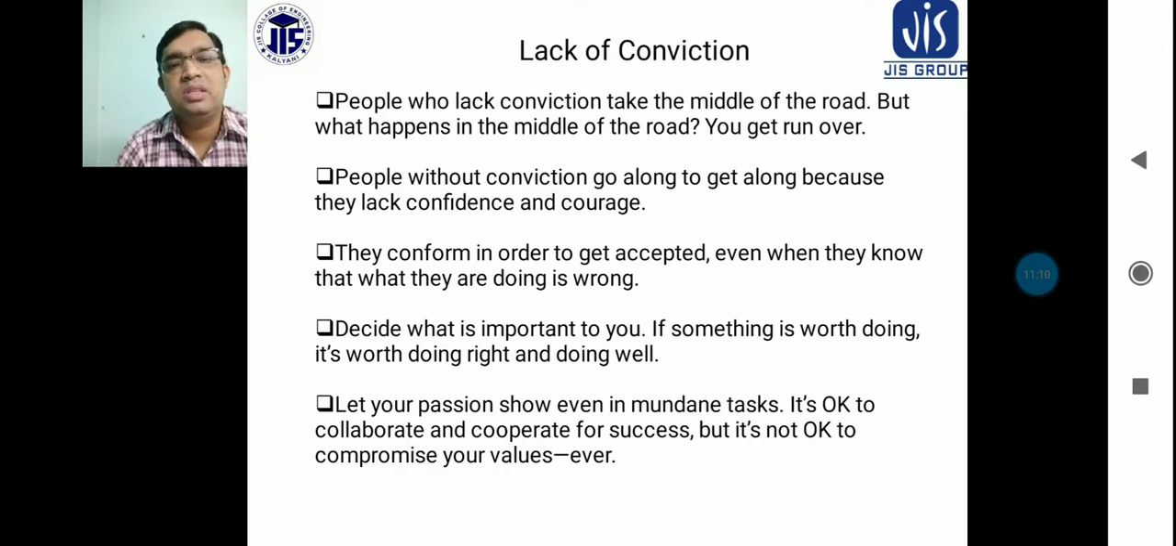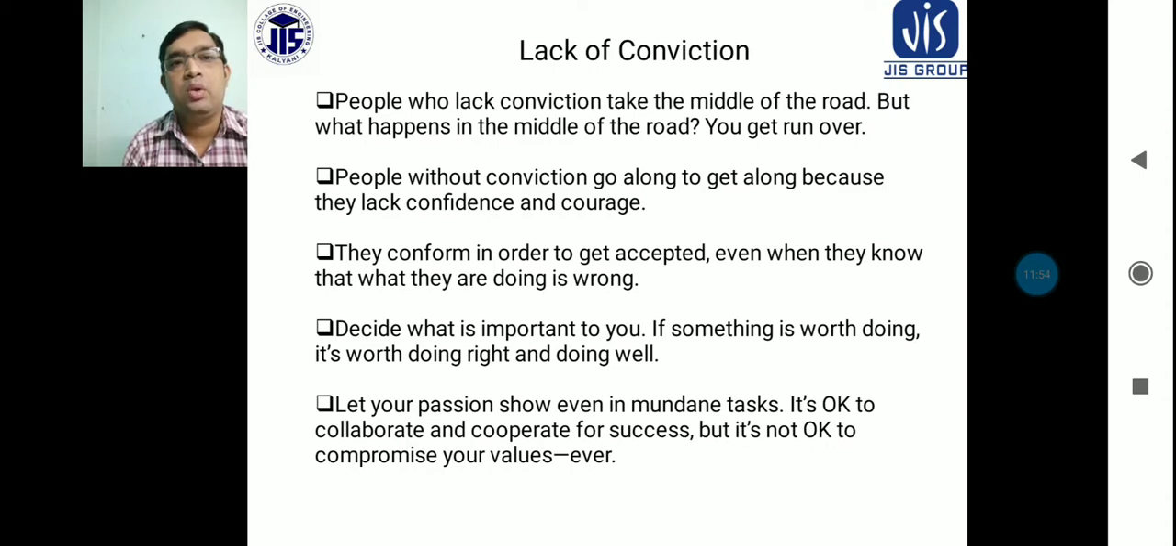But these people conform in order to get accepted, even when they know that what they are doing is wrong. For example, when you have to start a new business, you will be given opinions by the senior-most people in your house, like your father and mother, and in a few cases you will be given advice by your teacher. This is considered improvement, growing your knowledge, and confidence is built up in these situations.